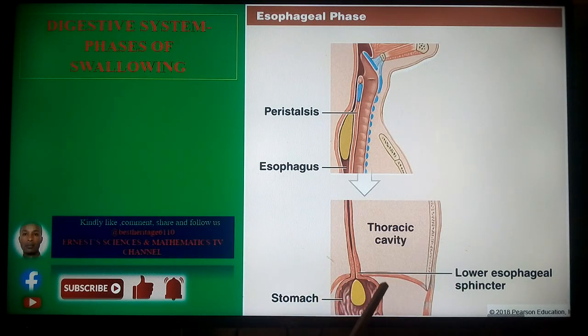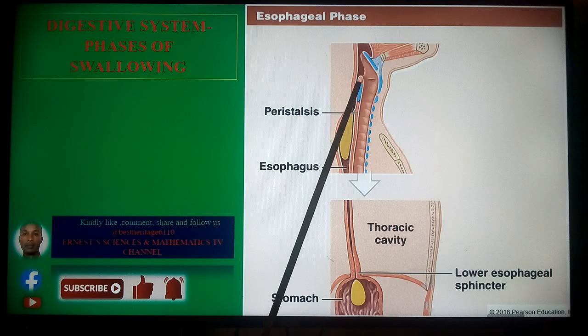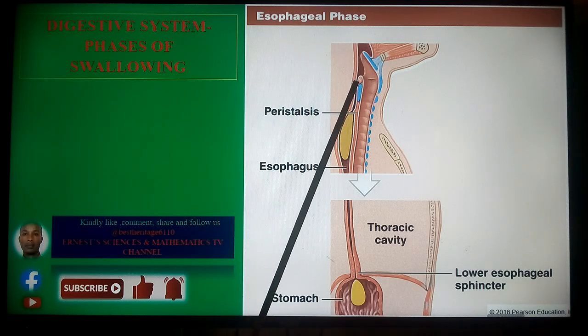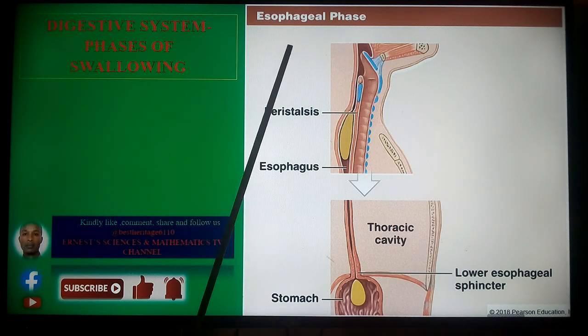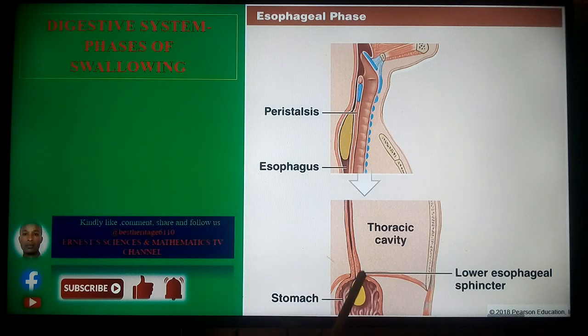It is a coordinated activity. As I said, we're going to have these three phases of swallowing, the buccal or oral phase, the esophageal phase and the pharyngeal phase, coordinating together to ensure that food from this entry point into the stomach is coordinated and moves down smoothly.